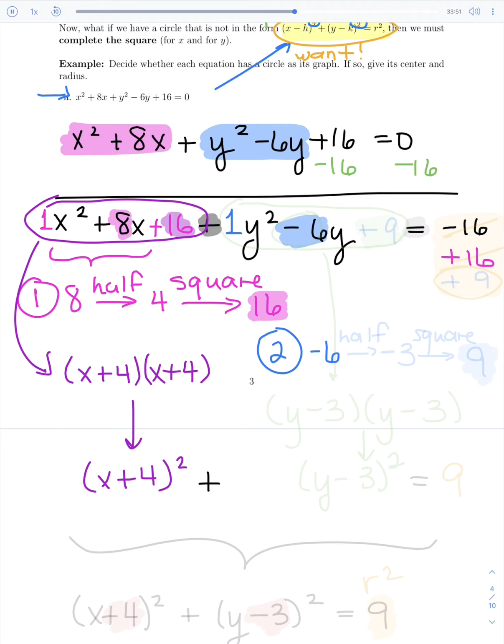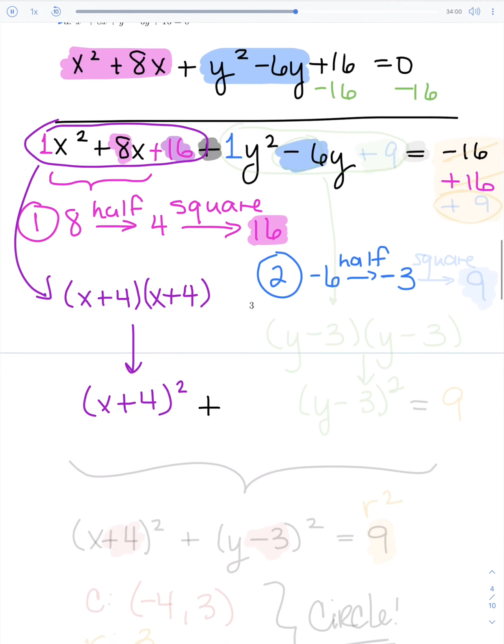So we'll take our -6, and the first step, just like before, is to cut it in half. Well, half of -6 is -3. The second step is to take what you just got and square it. Here's why it didn't matter if you grab the negative. If you square a negative or a positive, you'll still get a positive. So -3 squared gives us a +9.